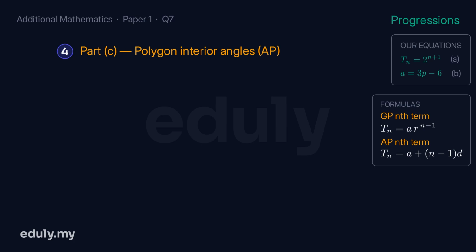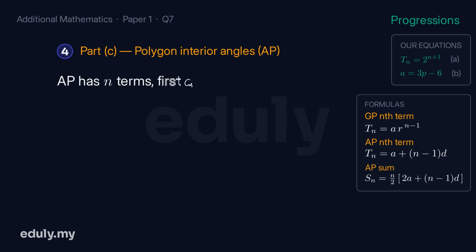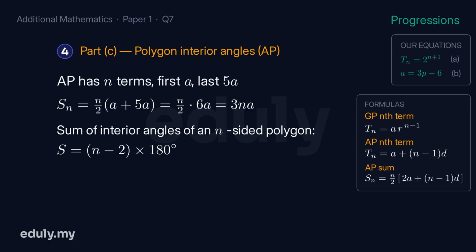Step 4. A polygon whose interior angles form an A.P. The smallest angle is a, the largest is 5a. The A.P. sum formula will help here. The A.P. has n terms, first term a and last term 5a. Using the first plus last shortcut for the A.P. sum, the total of all angles is 3na. And the sum of interior angles of any n-sided polygon is n minus 2 times 180 degrees.